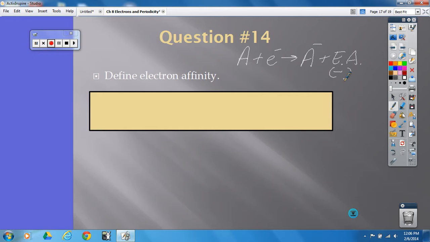Noble gases are like that analogy. Why would noble gases have to be forced to take an electron? They already have a full valence shell, right? So you have to force them to take an electron.